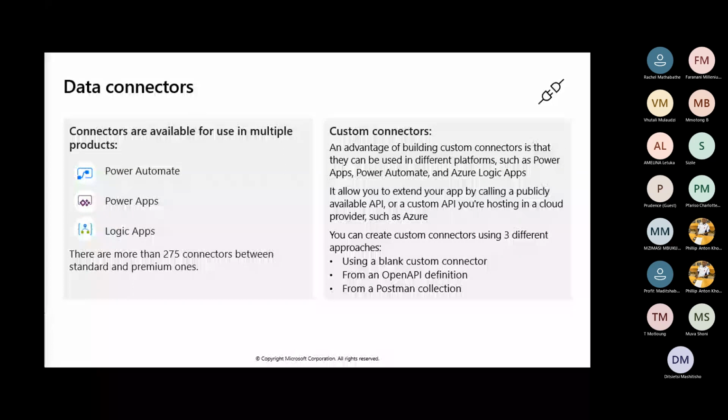And we have custom connectors, right? While Power Platform offers more than 200 connectors, you also have the option to build a custom connector. Now, this will allow you to extend your apps by calling a publicly available API or a custom API you are hosting in a cloud provider such as Azure.